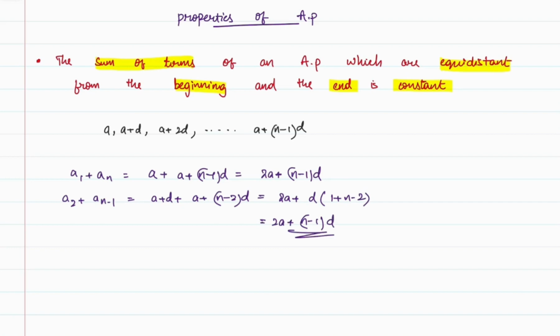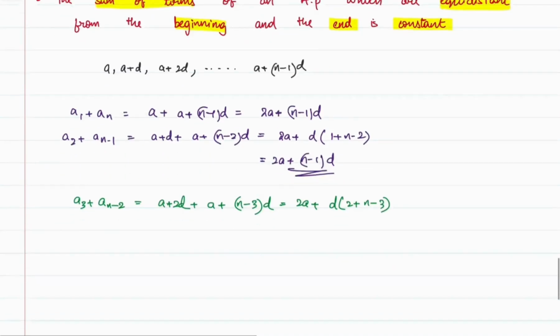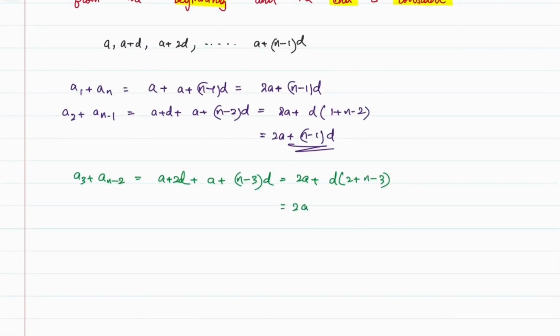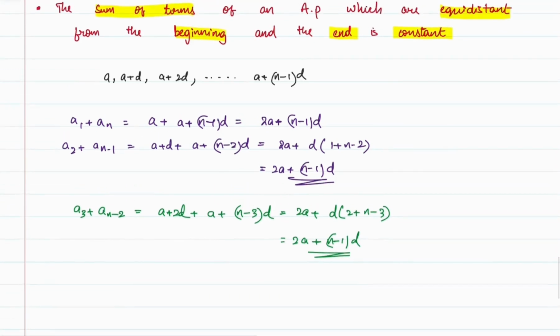And when you take the third term and the third last term, it will be a3 plus a(n minus 2), which will be equal to, the third term a plus 2d plus the third last term a plus n minus 3 into d. This will be equal to 2a plus, when you take d common, 2 plus n minus 3. That will become 2a plus n minus 1 into d, which is again equal to the previous two sums we got. So from this we can prove that the sum of the terms of an AP which are equidistant from the beginning and the end will be always constant.